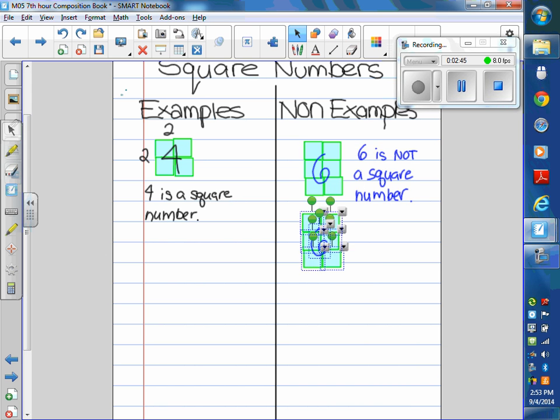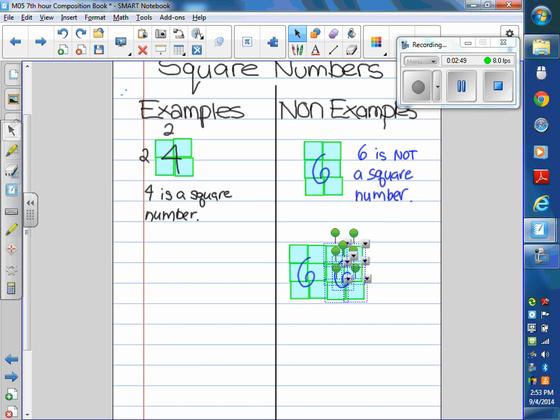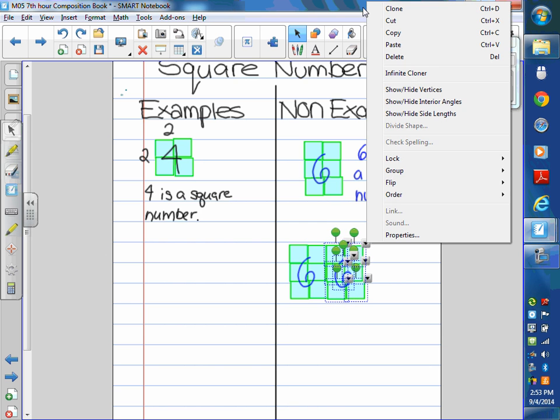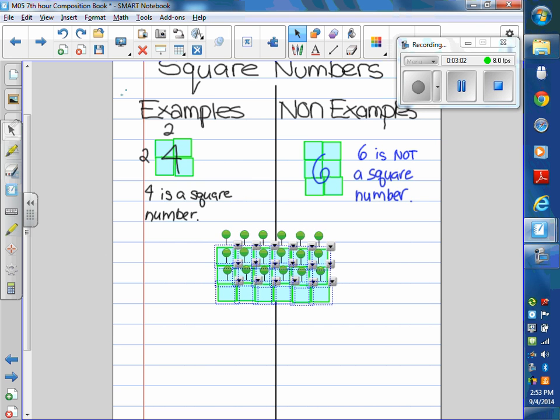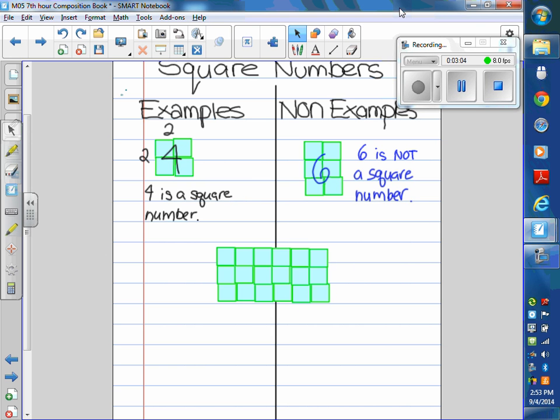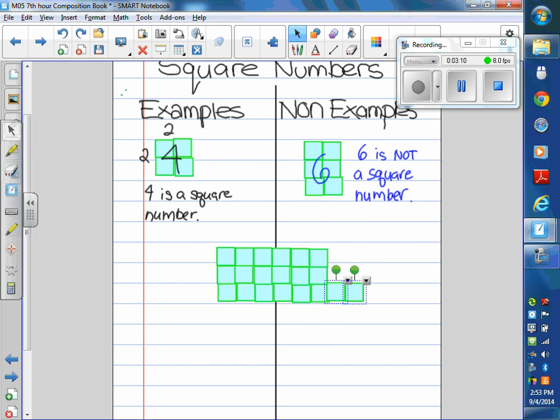Watch. That's 6. That's 12. That's 18. And then let me erase it. And we need 2 more, right? We don't know if this is a square number or not, so I'm going to put it in the middle. And then I need 2 more. So the job is, if 20 was a square number, I would have to form what? A square, right?